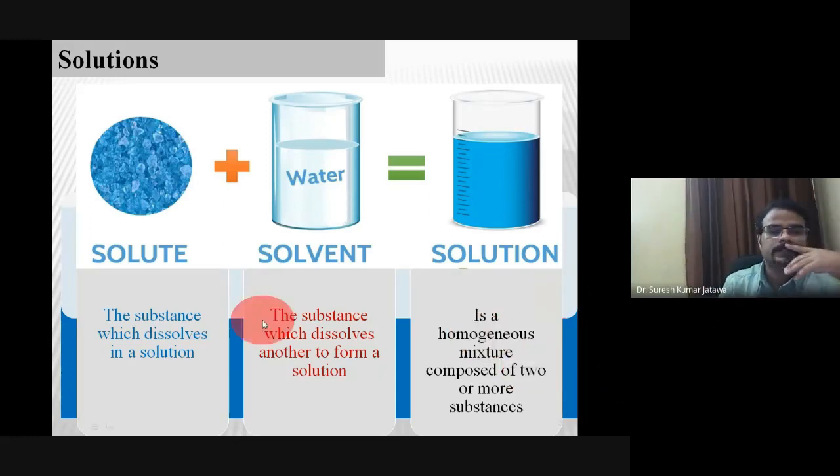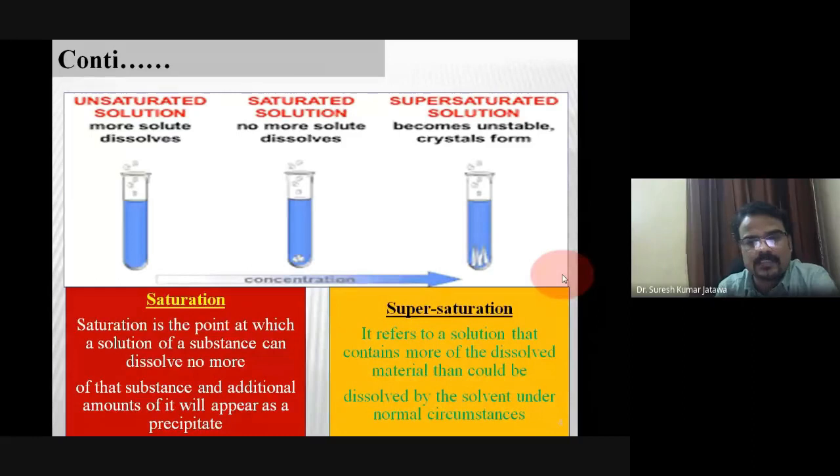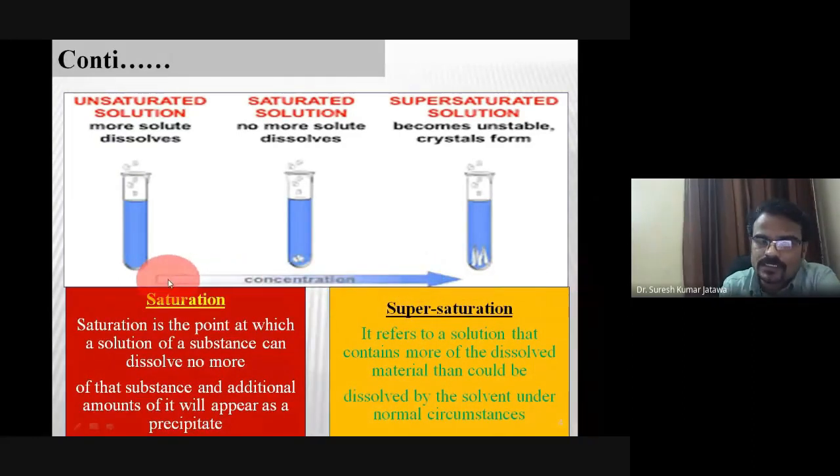Here you can see the solute dissolved in water. Water is a solvent. So when mixing these two components, this aqueous or homogeneous solution will form, known as solution. Solutions may be of three types. Here you can see the increasing concentration from this side to this side. Here it is written as unsaturated solution. It means there may be chances for more solute to dissolve. You can dissolve more solute in this. This is unsaturated solution.